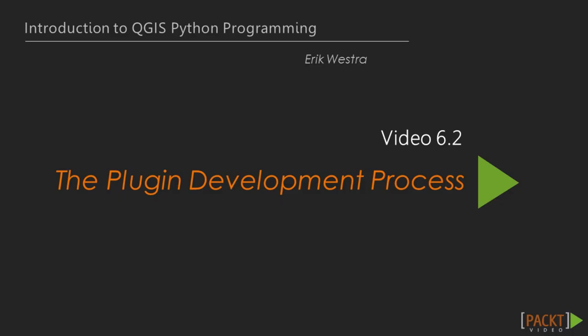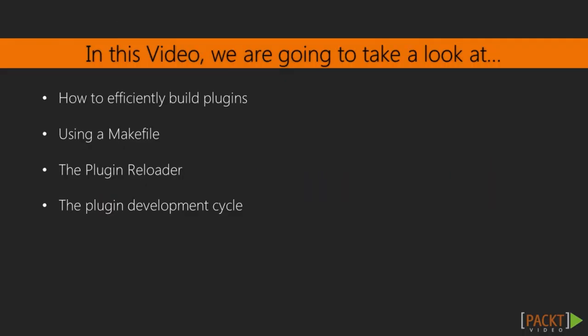Welcome. In the previous video, we created a simple Hello World styled plugin to see how plugins work and how we can write one. In this video, we will learn more about the plugin development process. We'll learn how to separate our plugin's source code from the version deployed in QGIS so that we can develop plugins more efficiently. We'll see how to use Make to automate the process of building and deploying a plugin. We'll learn about the plugin reloader, which makes it quicker for us to develop and test our plugins, and we'll see how these various tools work together to produce a highly efficient plugin development cycle.